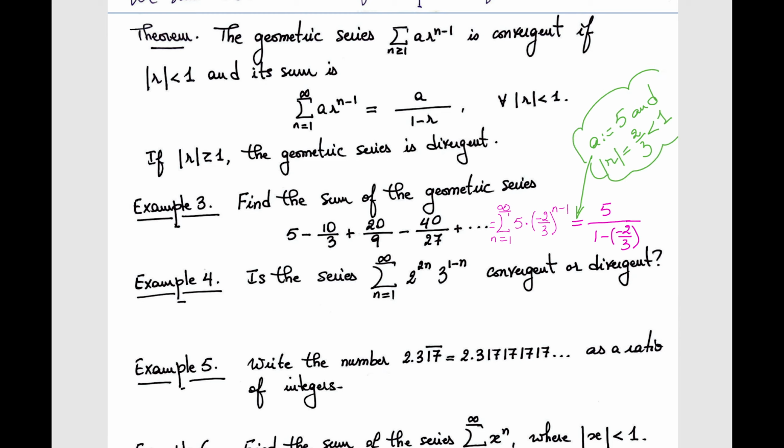And what is this quotient here? Let's do it quickly. Downstairs is 1 plus 2 over 3. 1 plus 2 over 3 is 5 over 3, so 5 divided by 5 over 3 is simply 3. Okay. So this whole sum is simply 3.